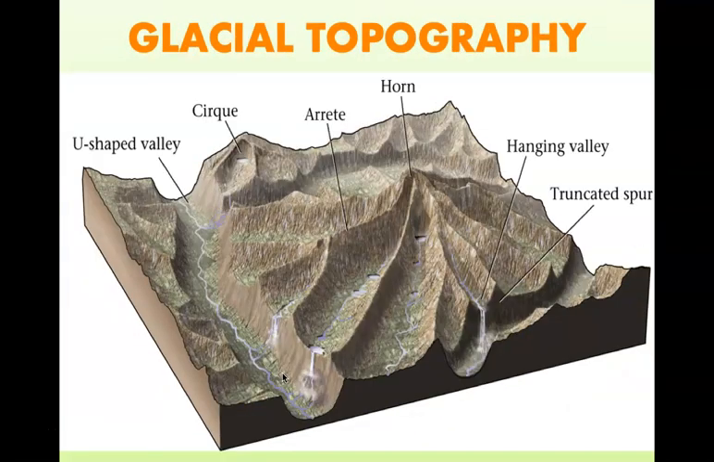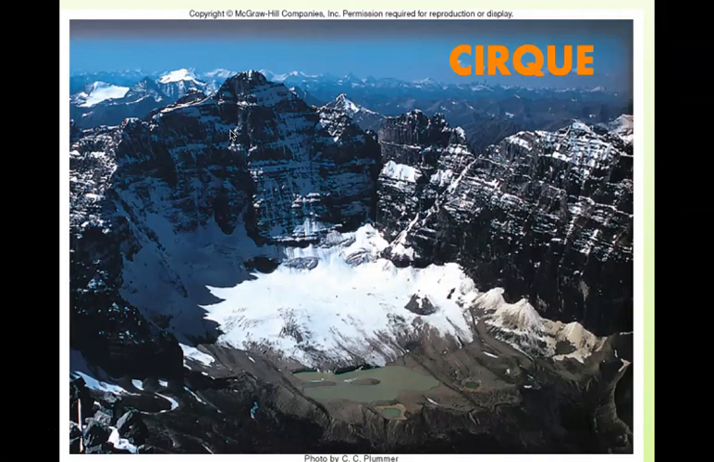So, vocabulary, vocabulary, vocabulary. I guess the one we need to talk about first is cirque. Let me see if I have a picture of a cirque right here. I do. Beautiful. So, a cirque is a steep-backed, bowl-shaped depression formed at the beginning of a glacier, the head of a glacier.